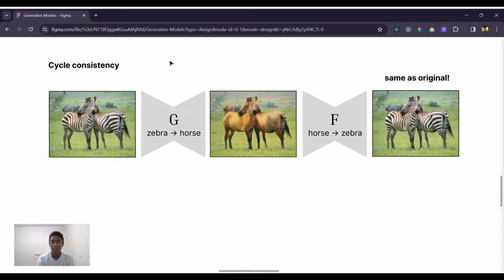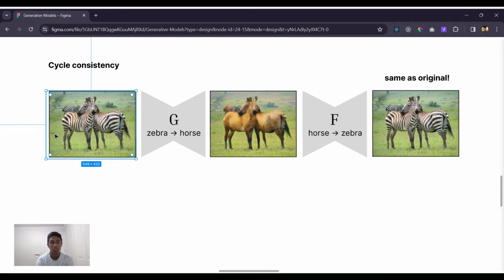Now, if you think about it logically, let me give you this example. If I wanted to translate from English to French, I would have an English sentence and then I would translate it to French. If I wanted to take that French sentence and then translate it back to English, the two English translations should be the same. So the original English sentence and the final English translation should be the same. And that's what this cycle consistency is all about.